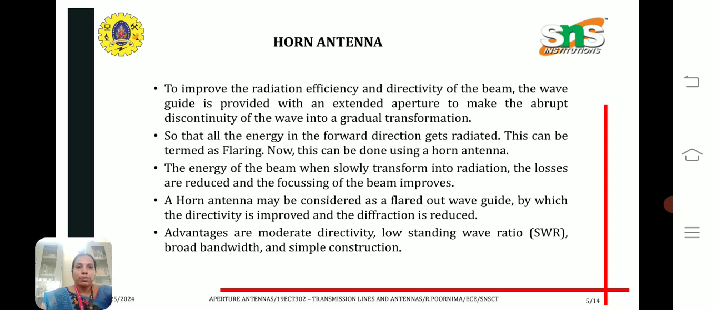When the energy of the beam slowly transforms into radiation, the losses are reduced and the focusing of the beam improves. The horn antenna may be considered as a flared out waveguide by which the directivity is improved and the diffraction is reduced. So the advantages are moderate directivity, low standing wave ratio, broad bandwidth and simple construction.